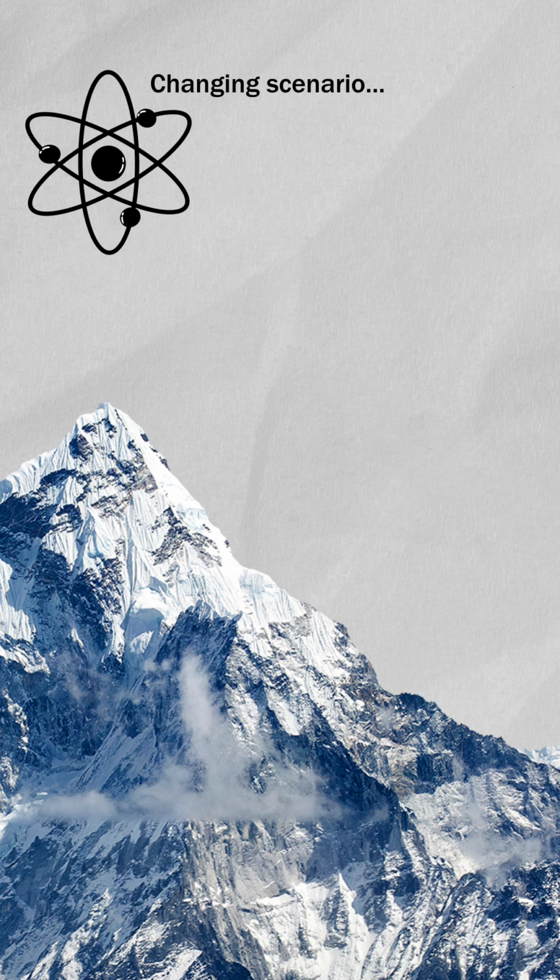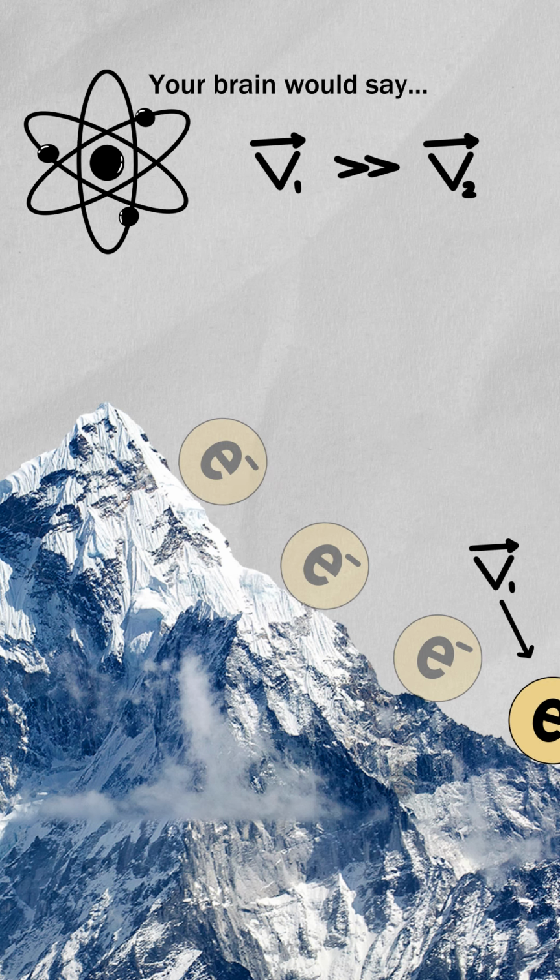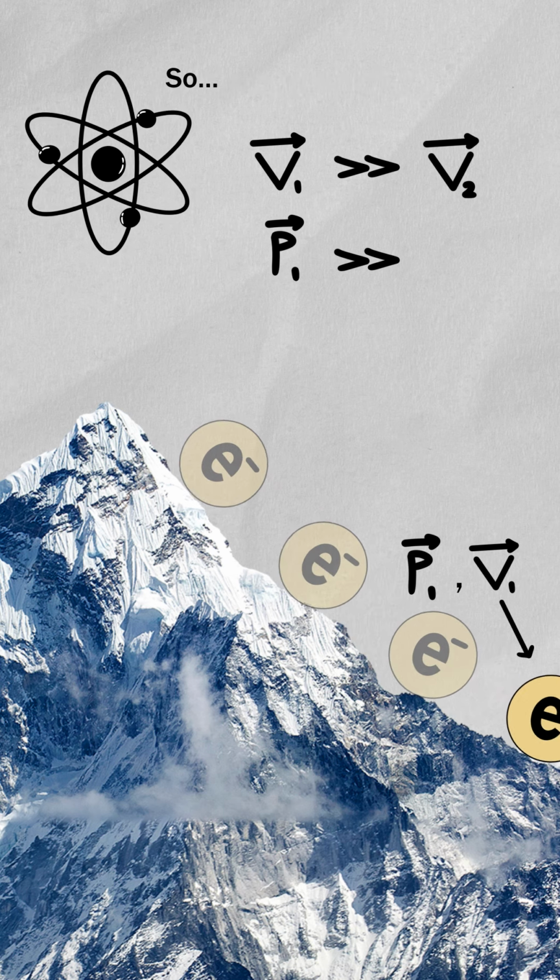Now let's change the situation and say that you are running down this hill. Intuitively, you'd know that you have a much faster final velocity if you start at the top of the hill rather than in the middle, and as such, have a much higher momentum in case 1 than in case 2.